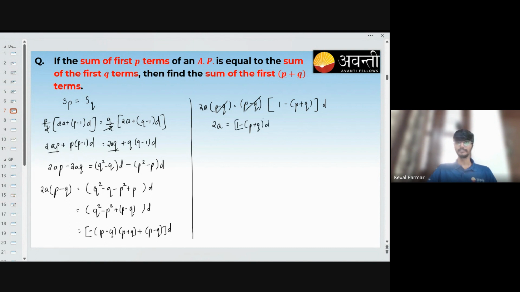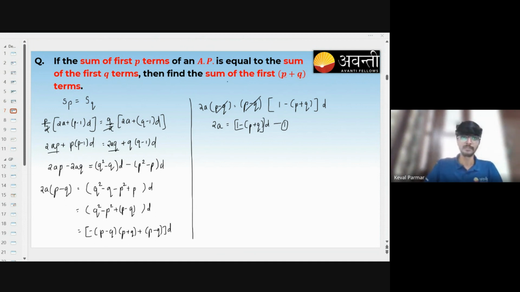Let's mark it as equation number 1. So we are aiming for A and D. As I said, for getting values of A and D, we need two equations. Why? Because there are two variables, one is A, one is D. But according to the question we have only been given one equation. With one equation I cannot solve this and get values of A and D. So in such cases, we have to use our logic or some mathematical manipulation.